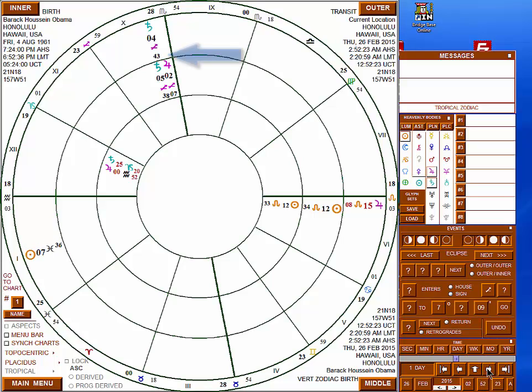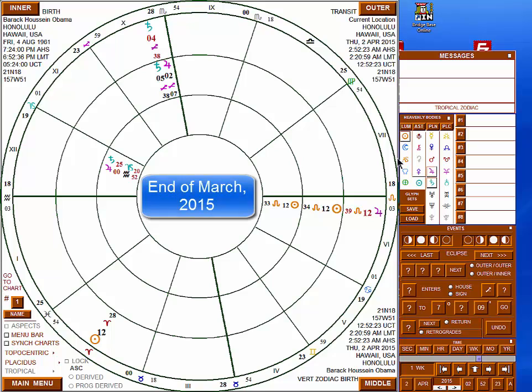Oh, that's right. It is slowing down to go retrograde. Still within orb. Let's go one week at a time. It's within orb, but it's turning retrograde. That's right. So it's making the first conjunction with vertical zodiac Saturn around the end of March.